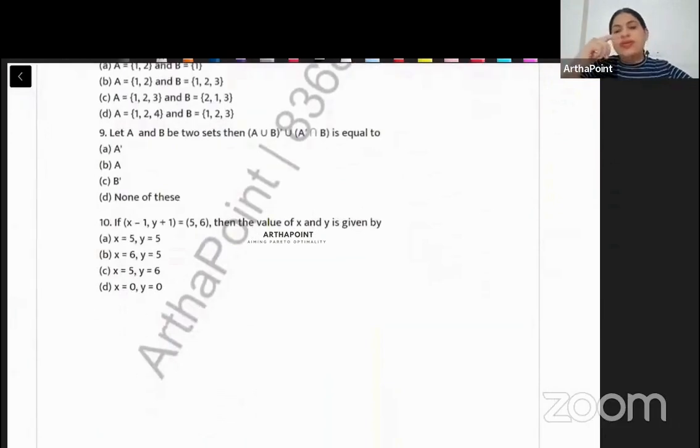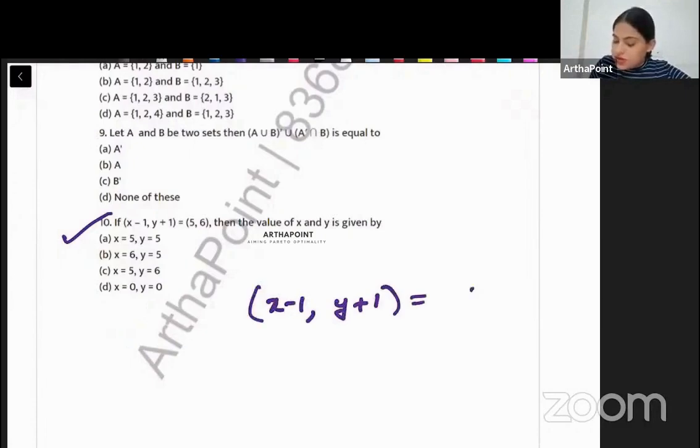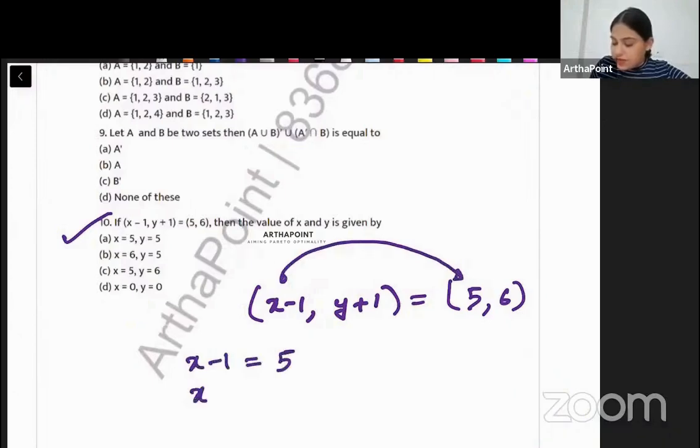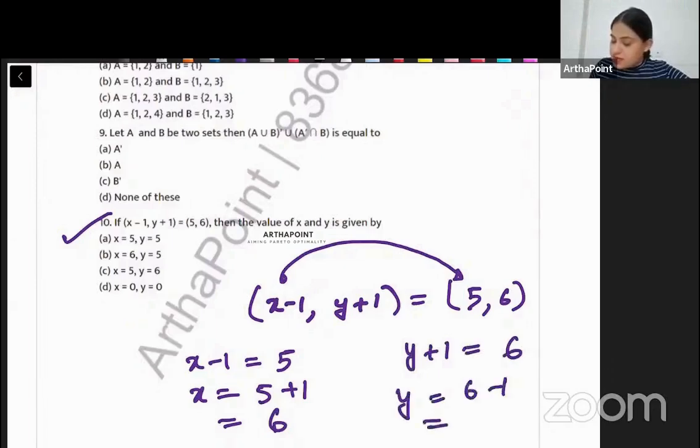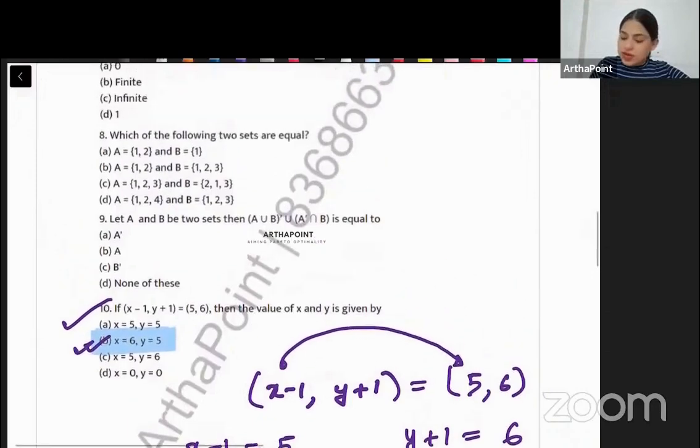Beta, in the next question I am taking question number 10. So look at the 10th question now. It is said that x minus 1 comma y plus 1 is given to you as 5 comma 6. It is a very simple question. It is asking what will be x and what will be y. So beta, I will connect this to this. If x minus 1 is 5, then beta x will be 5 plus 1, that means x will be 6. And beta, if y plus 1 is 6, then y will be 6 minus 1, that means y will be 5. So the correct answer to this question should be 6 comma 5. That means the correct answer is B. Okay beta, come to the next question.